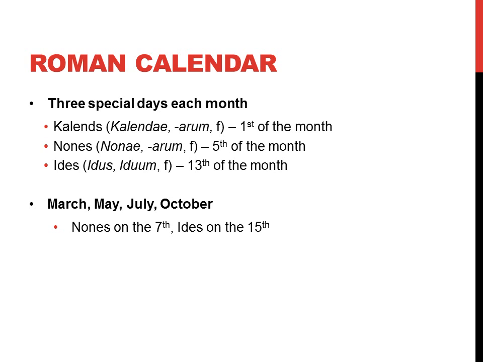This is most famously known for the Ides of March. I'm sure you've probably heard that from Shakespeare. This is when Julius Caesar was killed. He was not killed on March 13. He was killed on March 15th, because in the month of March, the Ides fall on the 15th. So keep that in mind. Please be aware of that as we are going forward.